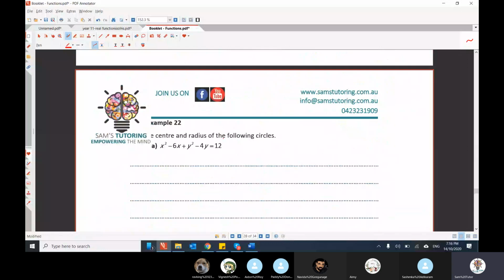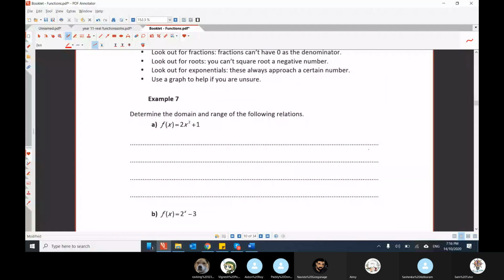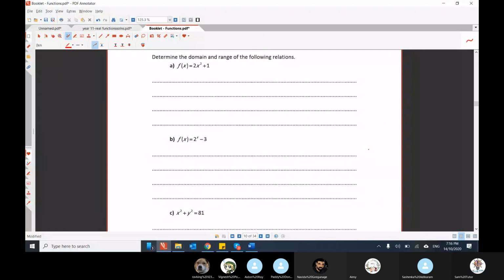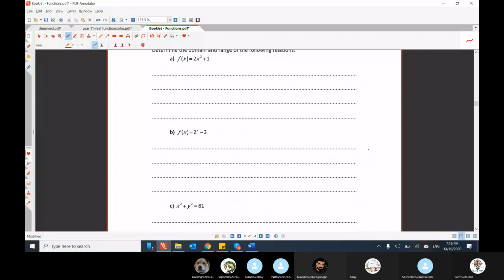All right, these ones, relations. Again, it's good to know what kind of function they are. Otherwise, you just go look at it and be like, all right, what are the restrictions of x's and y? Give you guys some time.